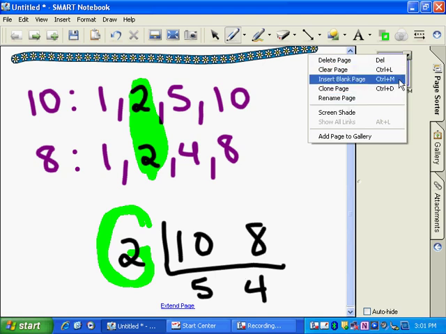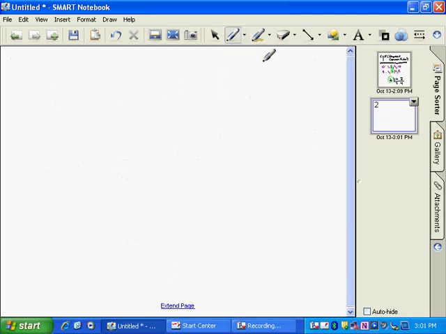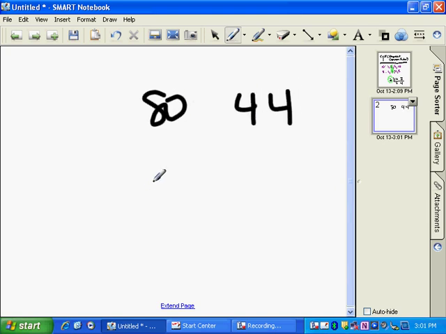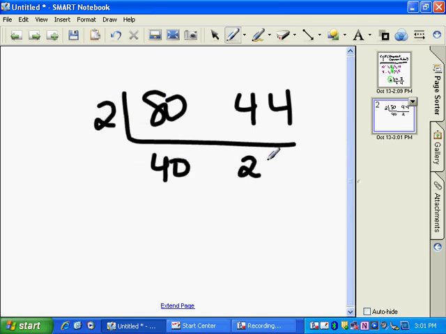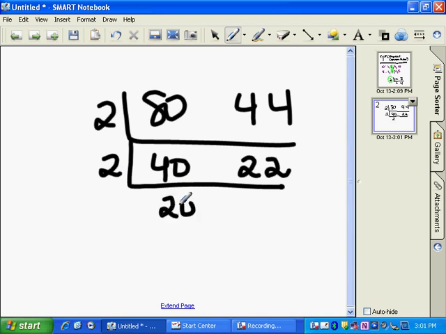So let me give you some bigger numbers, because this is when it really works well, with larger numbers. Small numbers like 8 and 10, it's not such a big deal to list the factors. But let's say I gave you 80 and 44. A common factor of 80 and 44 is 2. 2 goes into 80 40 times. 2 goes into 44 22 times. 40 and 22 both have a common factor. I'm going to go with 2. 2 goes into 40 20 times. 2 goes into 22 11 times. Now, there is no other common factor of 20 and 11, so I know that I am done.